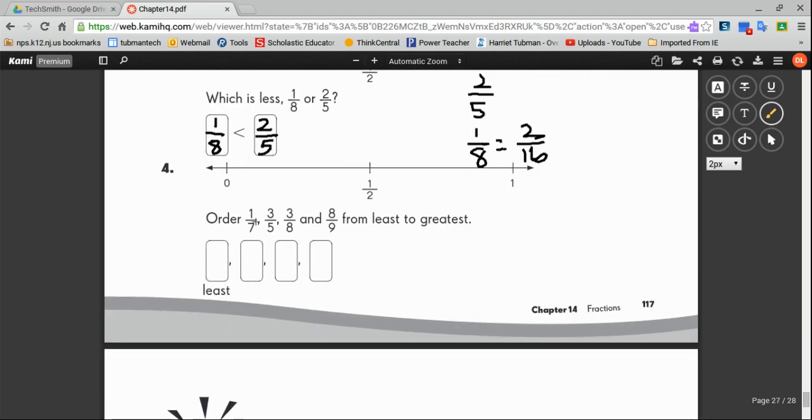Over here it says order 1/7, 3/5, 3/8, and 8/9 from least to greatest. So again, here we go. We're going to find which is the smallest all the way to the biggest. So again, let's line this up and down. 1/7, 3/5, 3/8, and 8/9. Let's see where I can put this. Let's put it over here. 8/9.